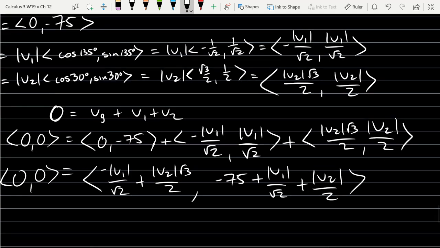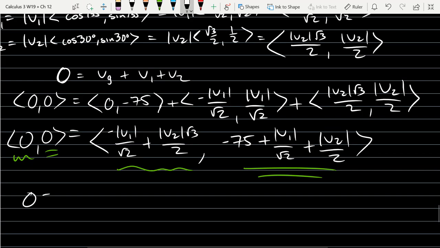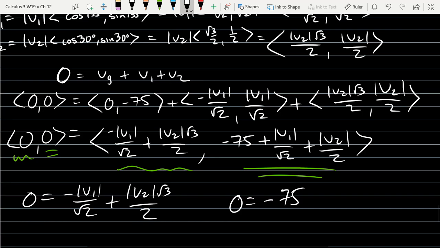So what we are looking at is really two equations. There's an x equation and a y equation. The x equation happens in the first coordinate, and the y equation, which I'll underline twice, happens in the second coordinate. So we're just comparing x's and y's. They all need to be equal. Our x equation is 0 equals negative V1 over square root 2 plus magnitude V2 square root 3 over 2. Our y equation is 0 equals negative 75 plus V1 over square root 2 plus V2 over 2.